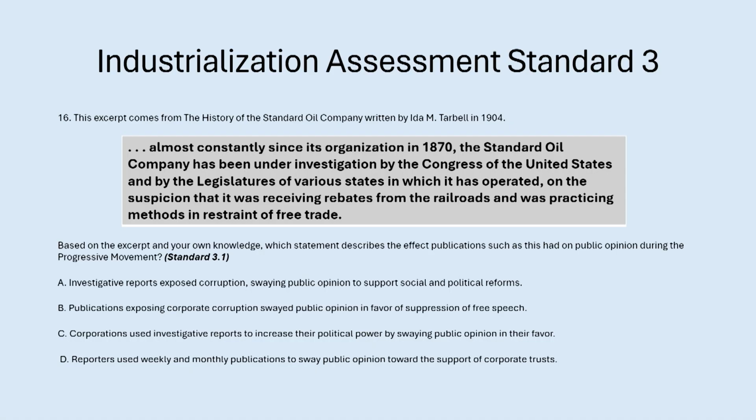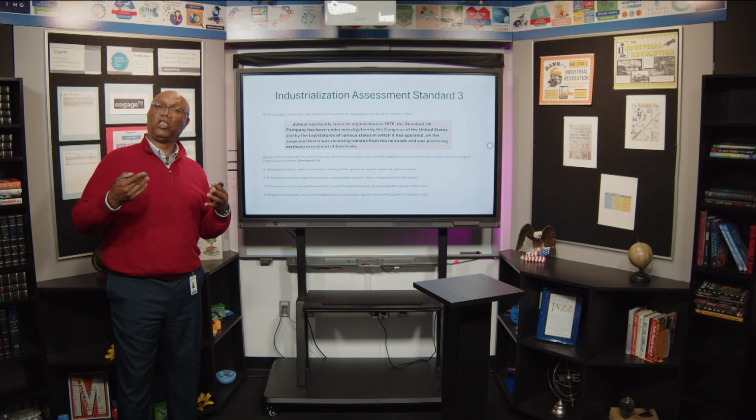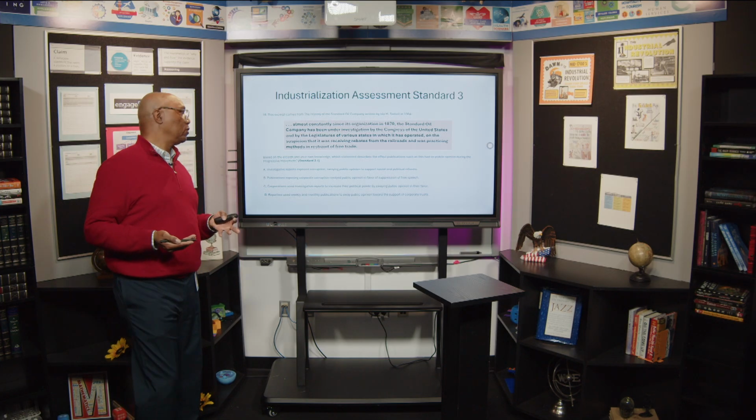and your knowledge, which statement describes the effect publications such as this one had on public opinion during the progressive movement? Ida Tarbell was a muckraker. Muckrakers, their job, of course, was to put pressure on the government for a change so that it could benefit consumers.